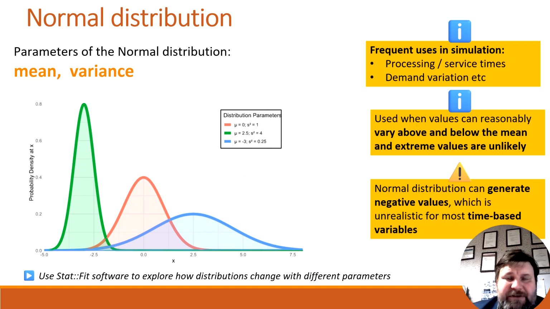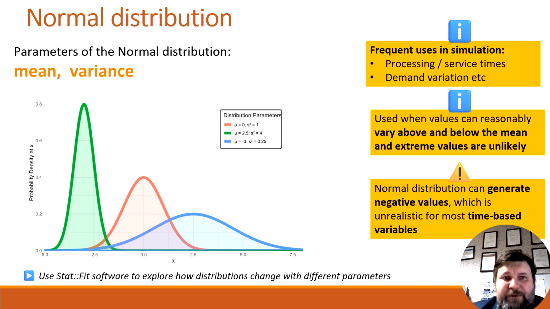It's a normal distribution. First of all, it should be stated that a normal distribution is defined by two parameters, the mean and a variance. A normal distribution is often used in simulation for variables like processing times or demand, when values can vary around an average and extreme values are not very common. However, a limitation is that it can generate negative values, which is unrealistic for most time-based variables.